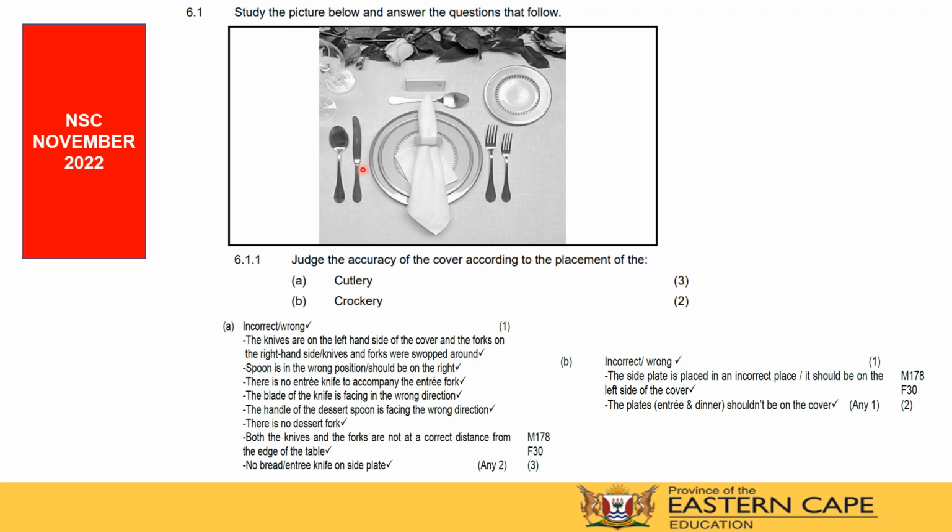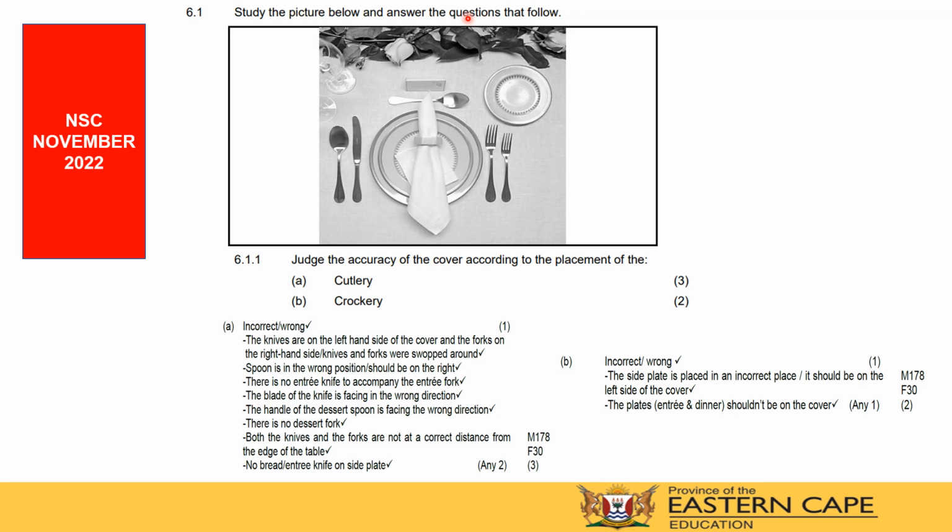Okay, the blade of the knife, if you can see here, it is facing the wrong direction. You can also add that there is no dessert fork. Okay, and also the dessert spoon is placed incorrectly. It is facing the wrong direction. You can also add that both the knives and the forks are not in the correct distance from the edge of the table, assuming that this was the edge of the table, and I have taught you that they should be 1 to 2.5 centimeters from the edge of the table.